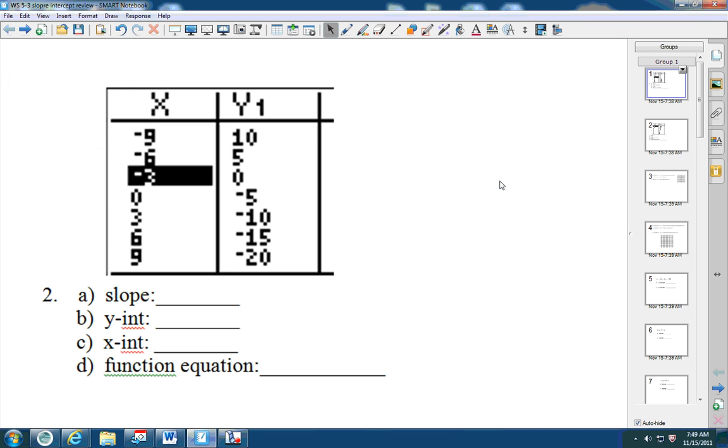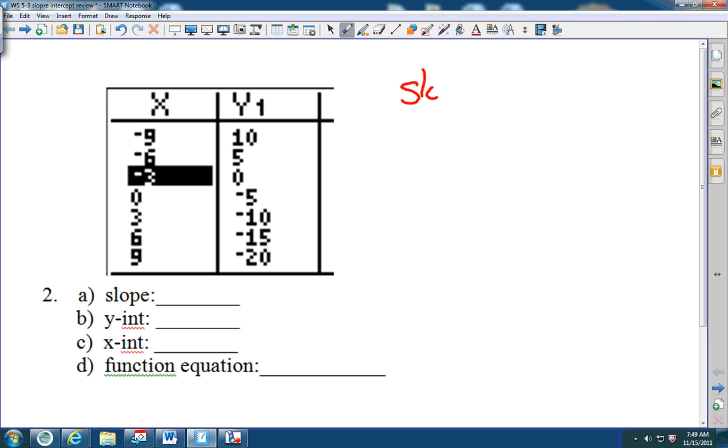This video is a review over slope and y-intercept in standard form. So here's the first one. You have a table and it wants you to find the slope. You need to remember that when you find the slope from a table, you're doing delta y over delta x.